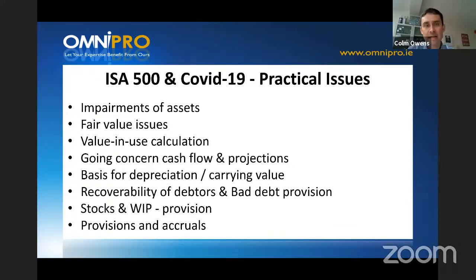I think this slide probably covers the areas that you're going to come up against in terms of COVID-19. You've obviously got impairment of assets. You've got fair value issues, in terms of actually getting reliable market information that ties into value in use calculations. We're all looking at evidence issues here. You've got going concern and projections. Your depreciation, your carrying value. Again, it all ties up to impairment. You've got recoverability of debtors. Is it a COVID-19 issue that you have a bad debt, or is it a general trading issue? Stock and work in progress and provisions there, and provisional accruals.